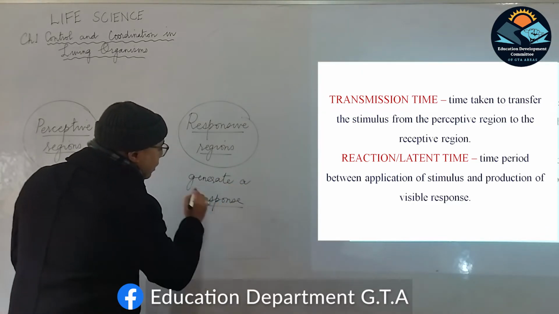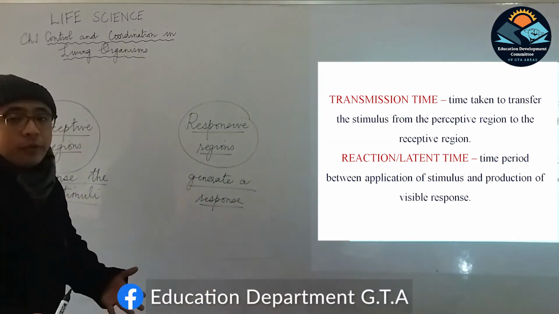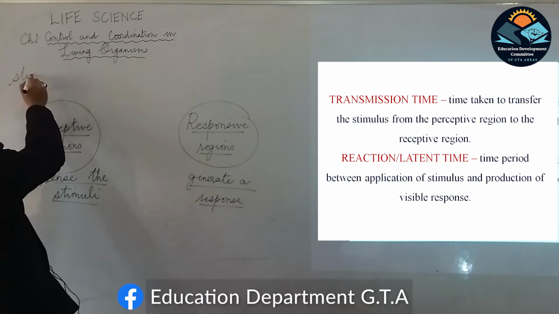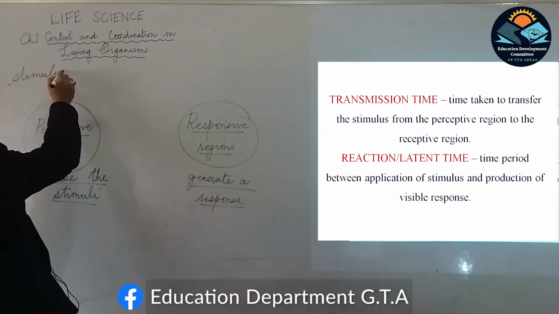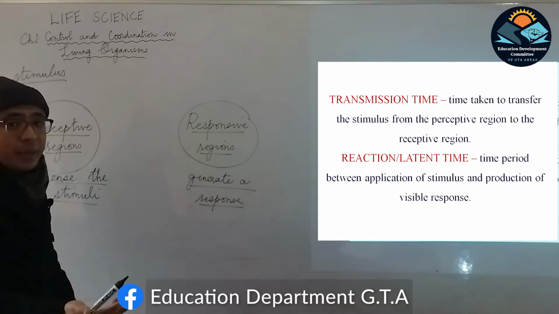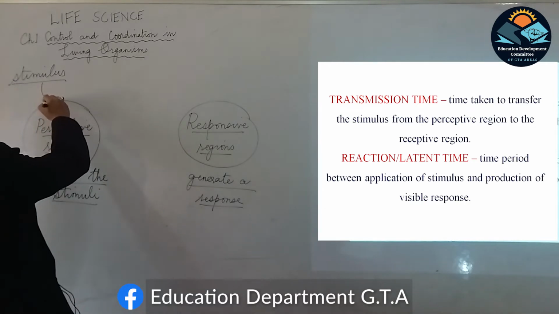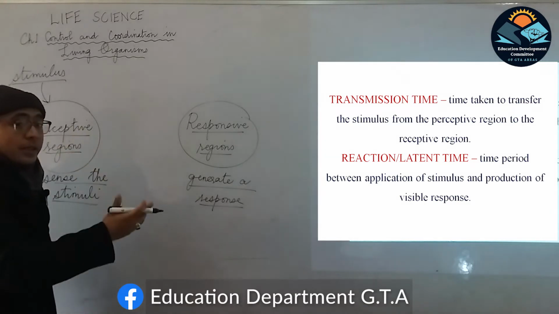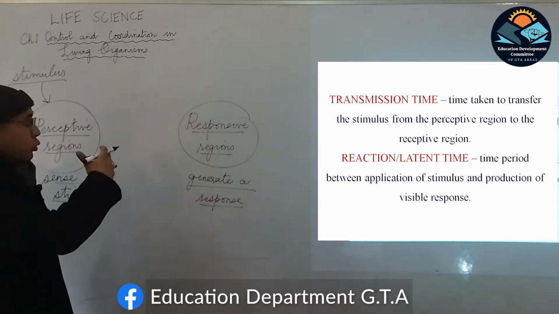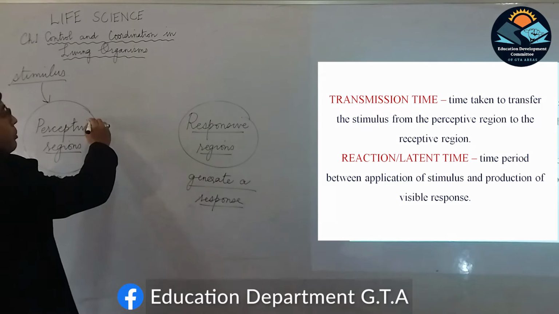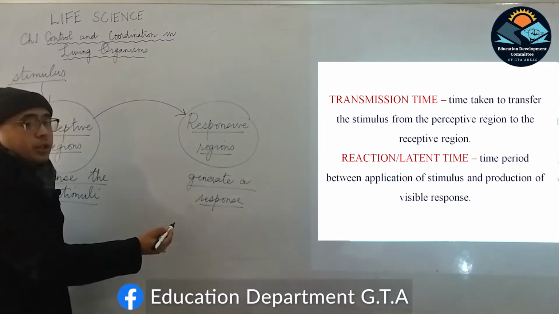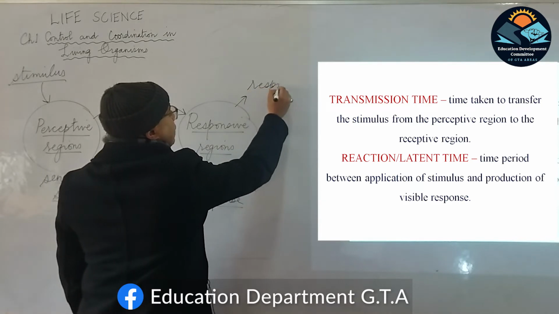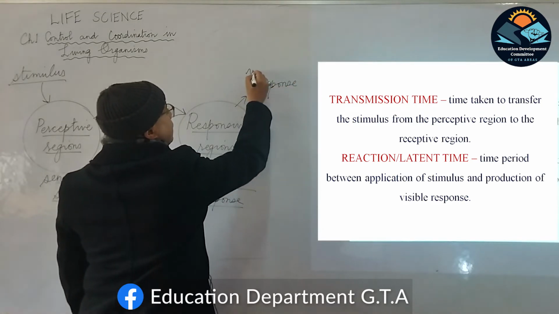response. So what we've learned up till now is that there are different types of stimuli present in the environment, which are first sensed by perceptive regions. Once the plant is sensitive to those stimuli, the perceptive regions will pass on the stimulus to the responsive region, and the responsive region will generate a response which has to be visible.